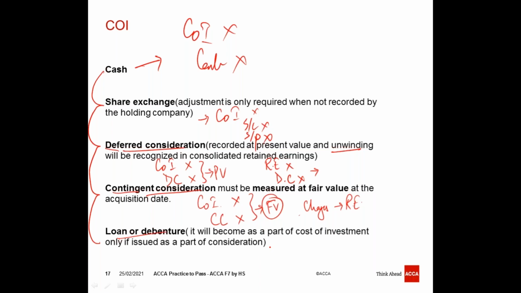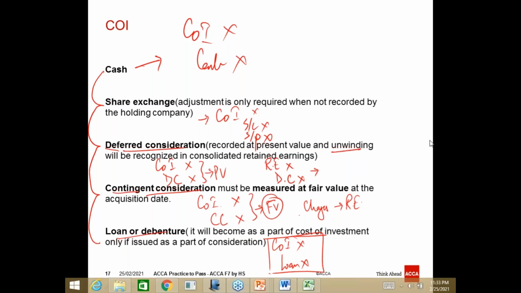What about the loans and debentures? If it is a part of cost of investment, then the accounting entry should be cost of investment debit and loan credit. So these all could be part of the cost of investment. How do we calculate the contingent consideration? It will be given to you in the examination. You do not need to calculate the fair values of the contingent consideration. It will always be given to you in the examination.